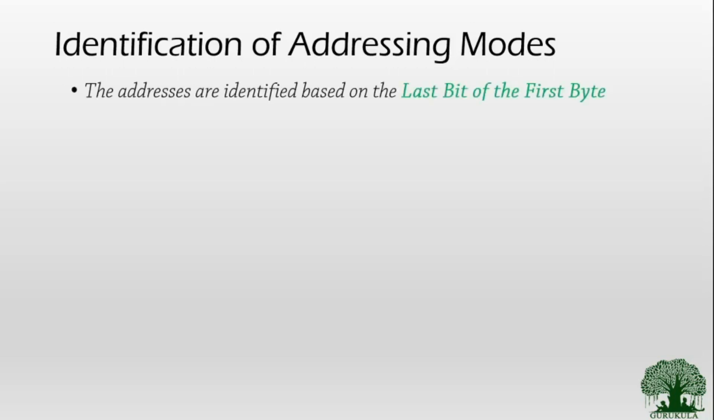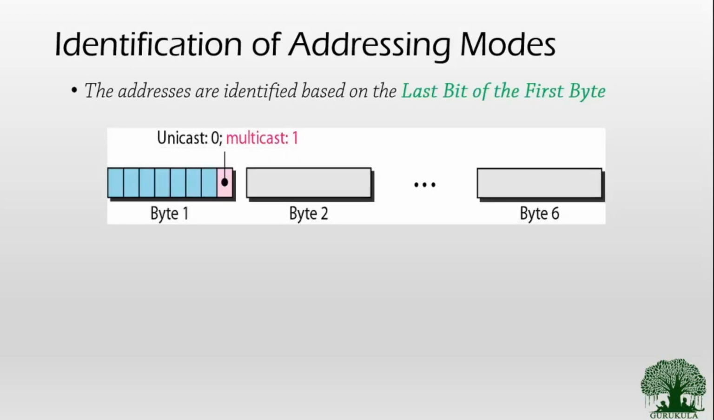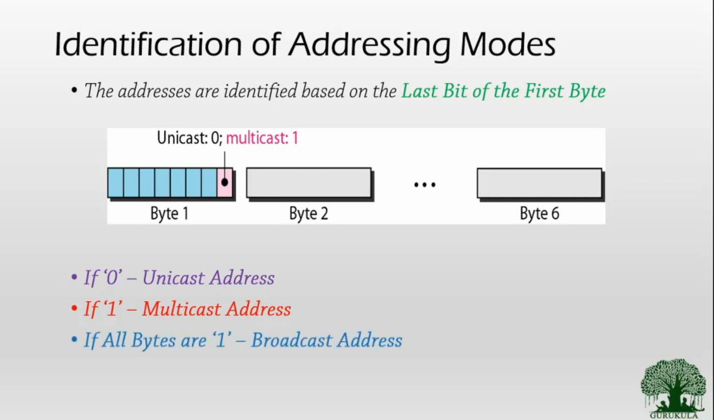It all depends upon the last bit of the first byte. Just by observing the last bit of the first byte, you can easily say whether the given MAC address belongs to unicast, multicast, or broadcast. If it is 0, then the address is a unicast address, and if it is 1, it is a multicast address, and if it is all ones, then it is a broadcast address.